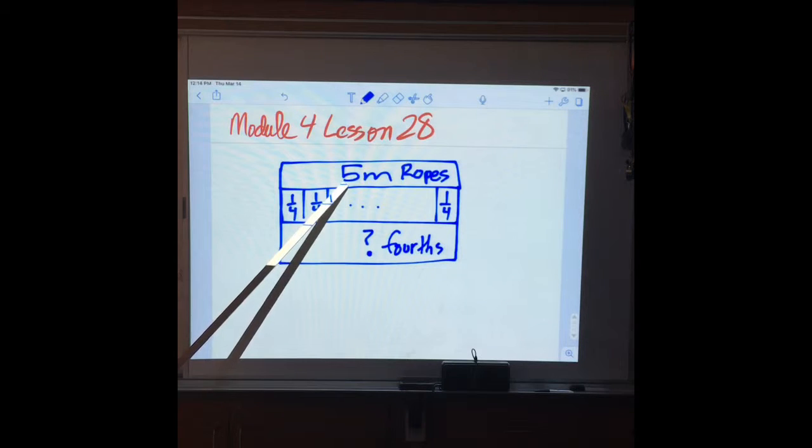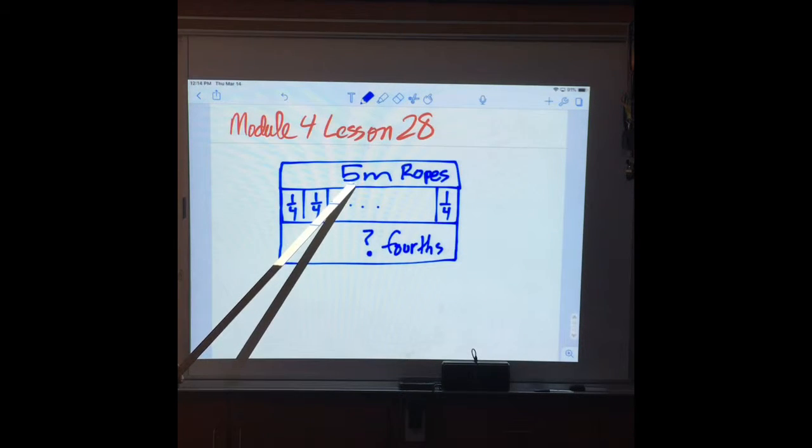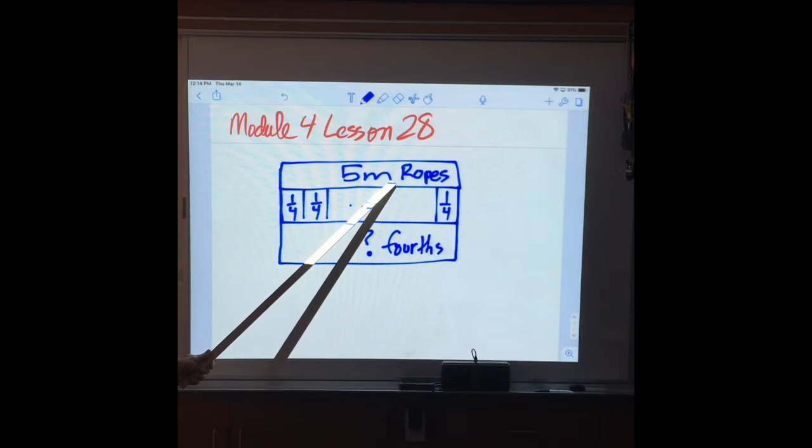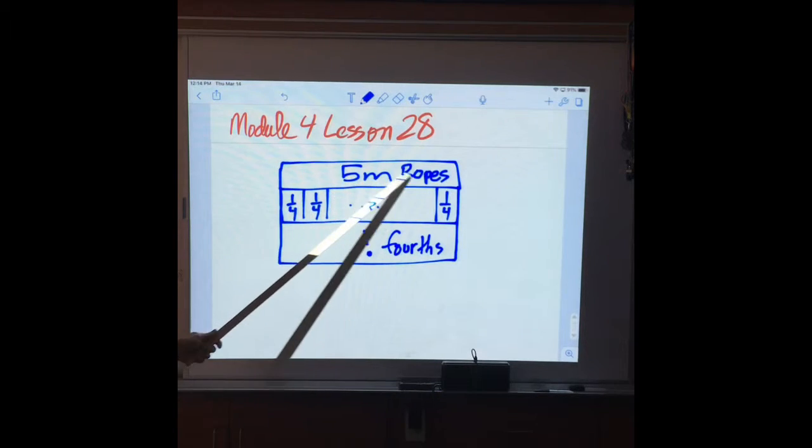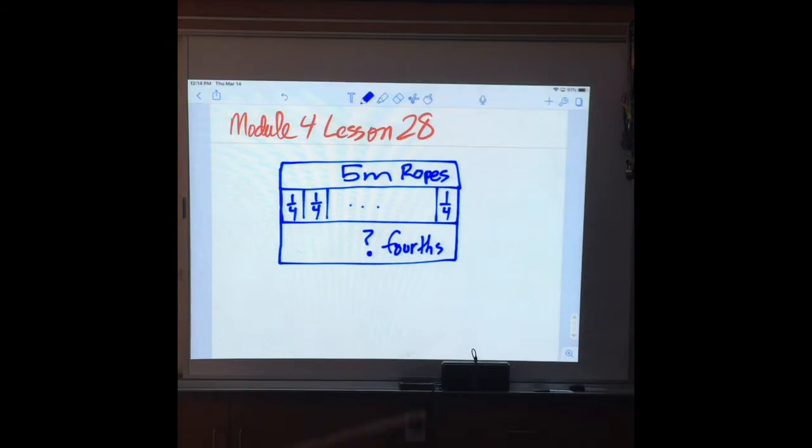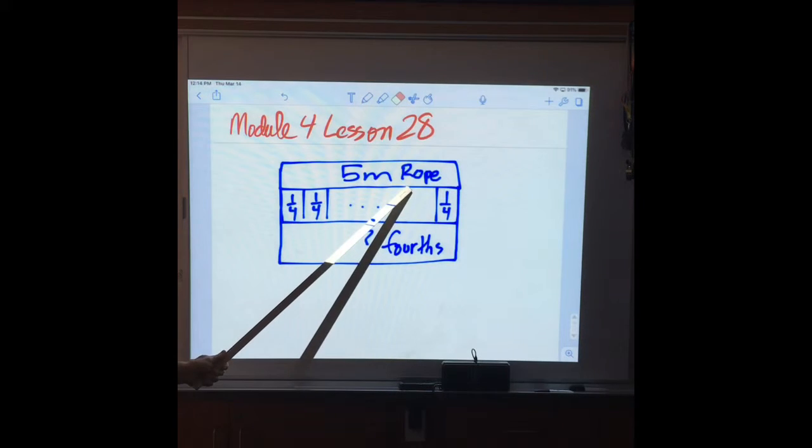Yours probably just says 5M up there, right? Well, does it say anything else? Does it say that you have 5 meters of rope? No? So let's pretend. We have 5 meters of rope. Okay, we have 5 meters of rope.